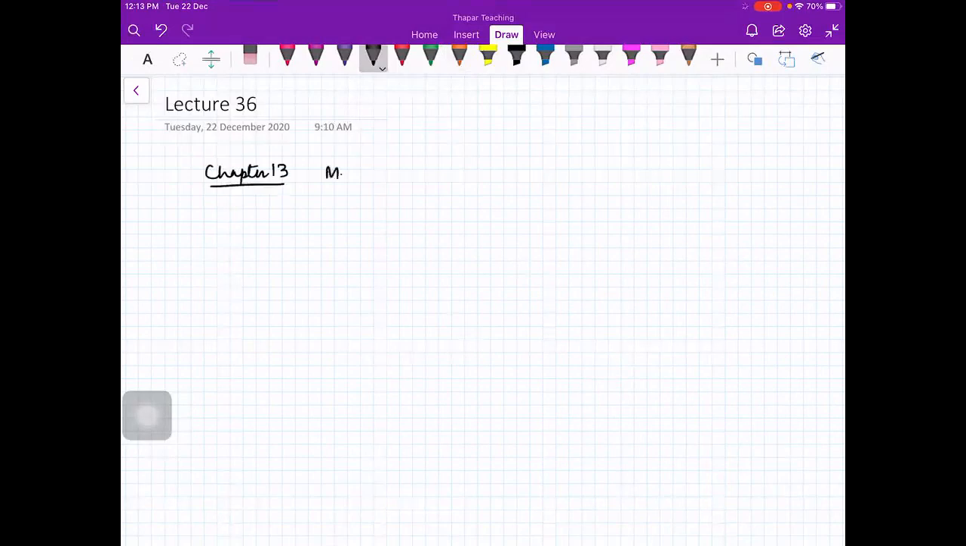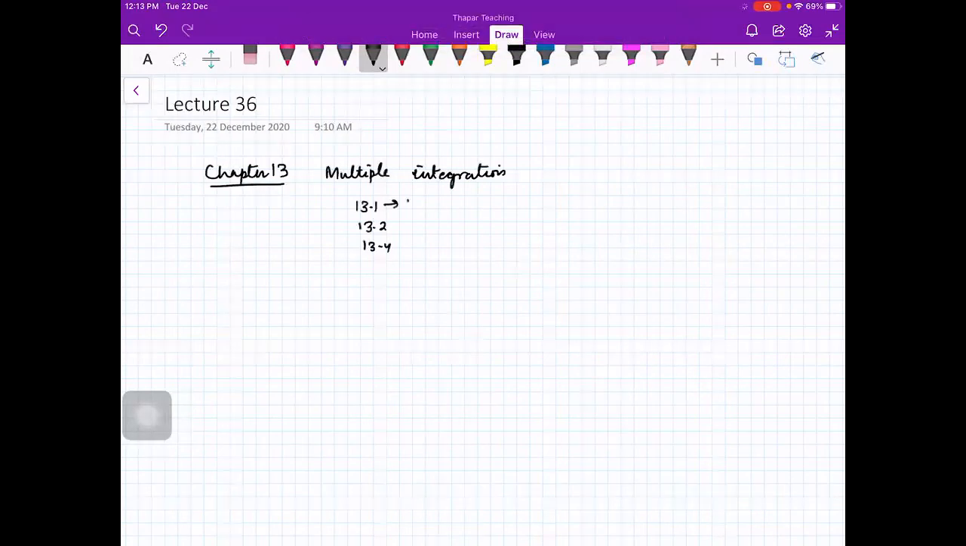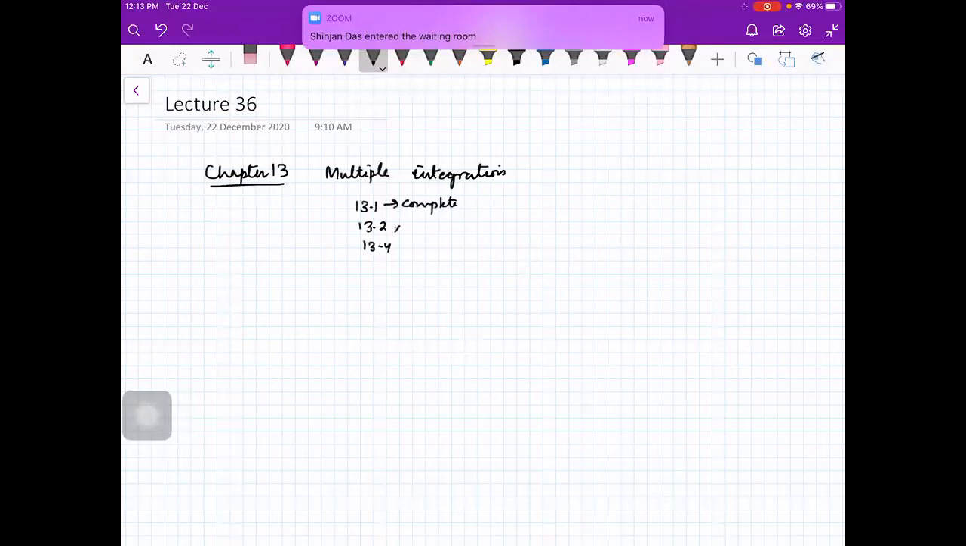Okay, so beta, what we are doing is chapter 13, which is multiple integrals, or you can call it multiple integration. We have already done 13.1, 13.2, 13.4. I have shared with you the exercises also. So this is complete and these are not complete, right? Some part of 13.2 and 13.4 you have to do. I have already told you.